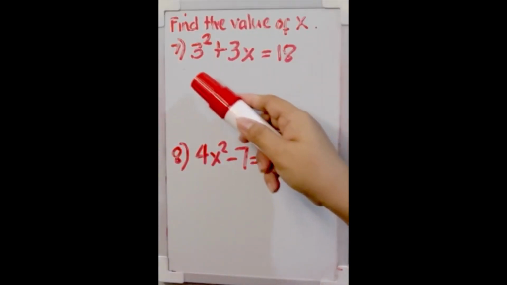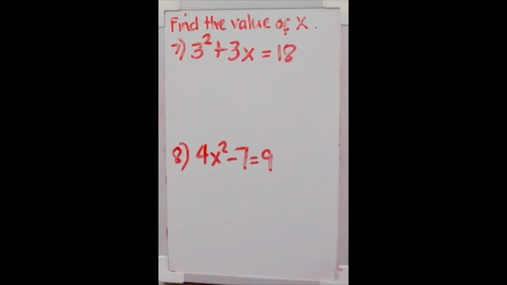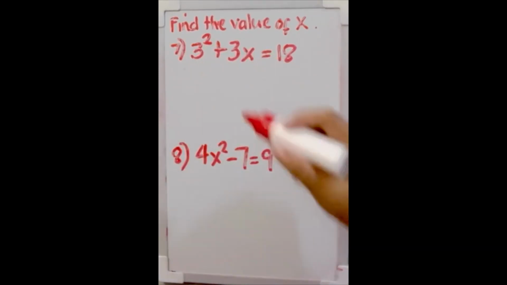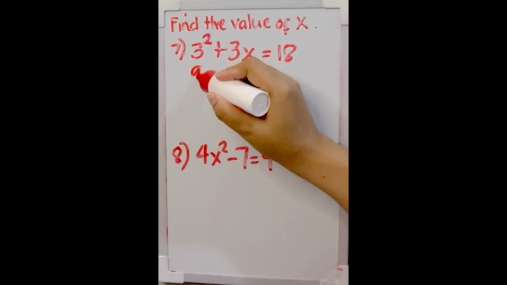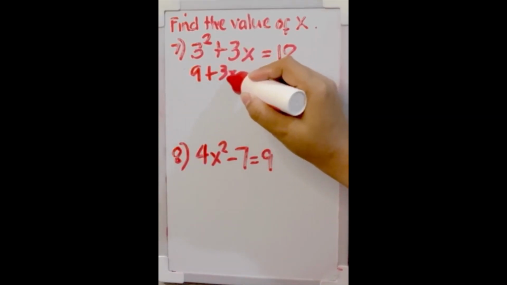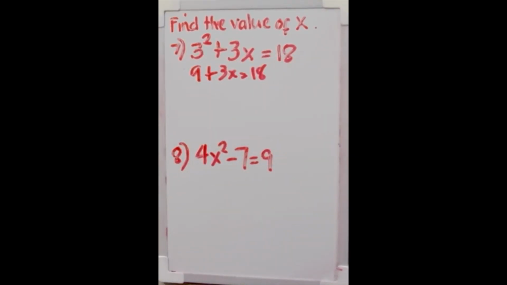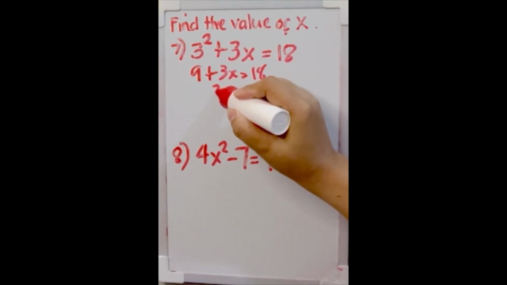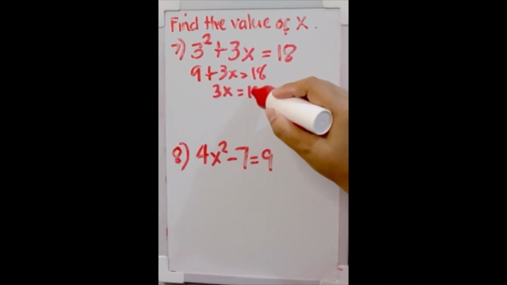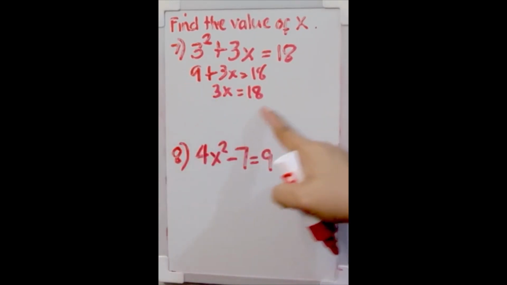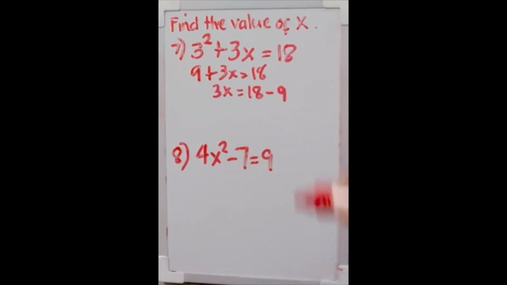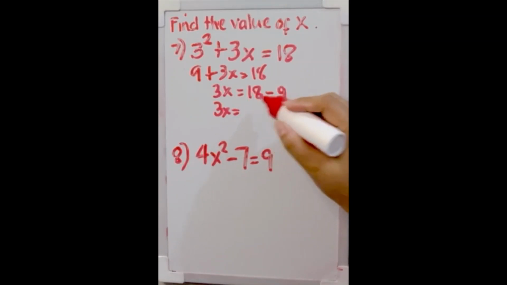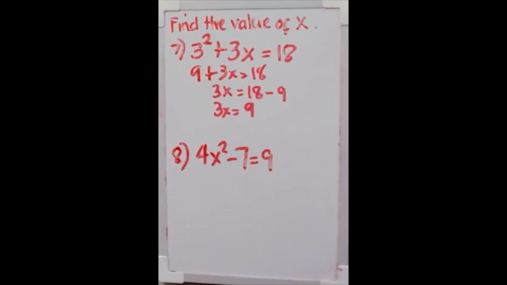The next example, we have 3 squared plus 3x equal to 18. So we will get the 3 squared value. So that's 3 times 3. That's 9. Plus 3x equal to 18. So we will be transferring 9 to the other side of the equation. So 3x equal to 18. This is positive 9. When you transfer, it will become negative 9. So now you have 3x equal to 18 minus 9. That's just equal to 9.